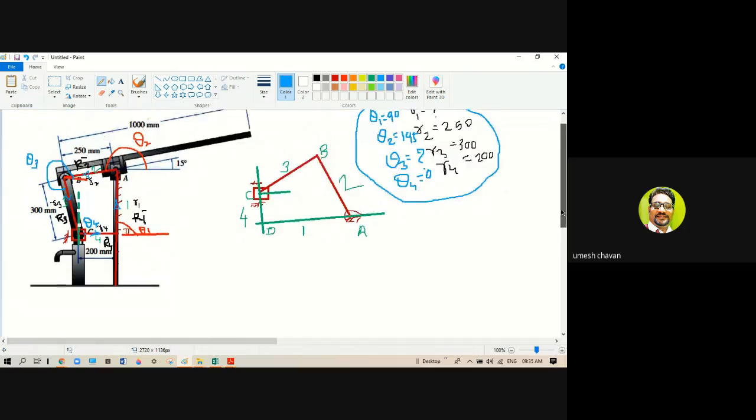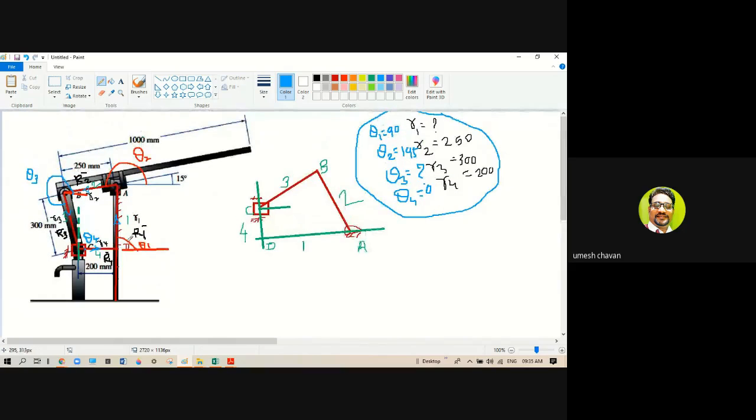Okay, now come to the loop closure equation. I have shown all these arrows in the same loop. R1, R2, R3, R4 are on the same loop. So this will be the equation directly: R1 bar plus R2 bar plus R3 bar plus R4 bar equal to 0.